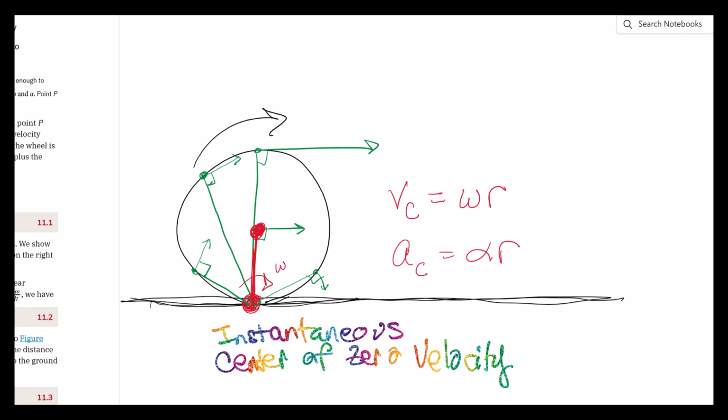Now, it's not true that the acceleration of this point does weird things, like alpha r or with a different r. We're not even getting into that. That's like a whole other life ahead of you. But it is okay to say that the velocity of this point up here is twice the radius times omega, right? Because it's twice as far away.